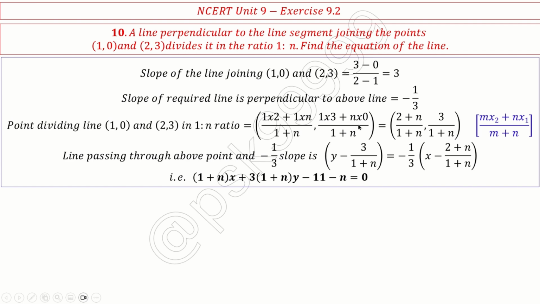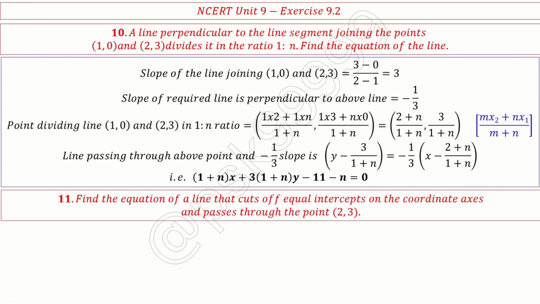So substitute the values carefully. You will get the point (2 plus n) divided by (1 plus n) comma 3 by (1 plus n). This line passes through this point, and the slope is minus 1 by 3. So I am using point slope form here. y minus 3 by (1 plus n) equal to minus 1 by 3 into (x minus (2 plus n) divided by (1 plus n)). If I simplify, I'll get this answer.